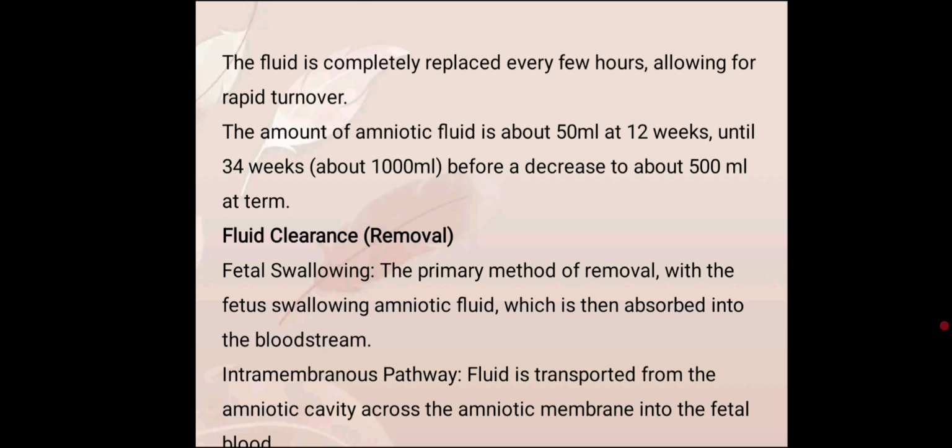Amniotic fluid is completely replaced in a few hours, allowing rapid turnover. The amount of amniotic fluid varies across gestational age. At 12 weeks, only 50 ml, peaking at 34 weeks up to 1000 ml, then decreasing to 500 ml at term. The clearance or removal of amniotic fluid is by fetal swallowing, which is the primary method of removal. The fetus swallows the amniotic fluid, which is then absorbed into the bloodstream. Another method of clearance is the intramembranous pathway, in which fluid is transported across the amniotic membrane into fetal blood.